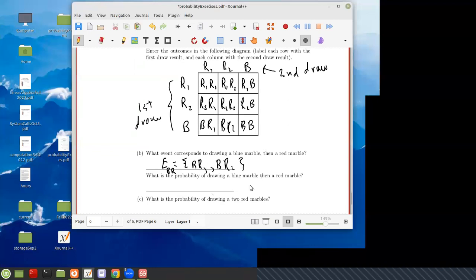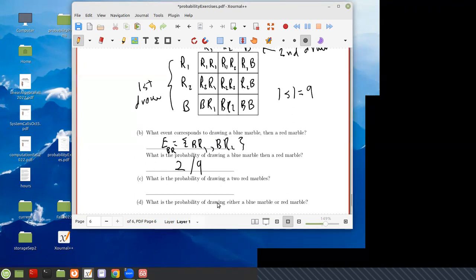So the probability of drawing a blue marble, then a red marble is going to be 2/9, because it's just the number of elements in the event, which is 2, over the size of the sample space, which is the number of boxes here, which is 9.